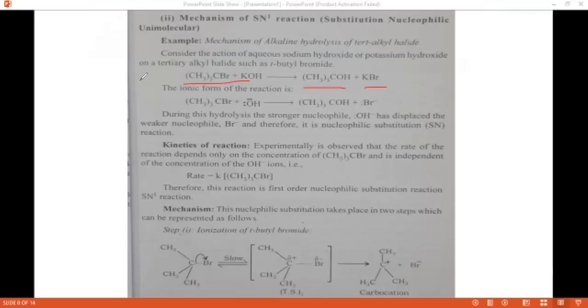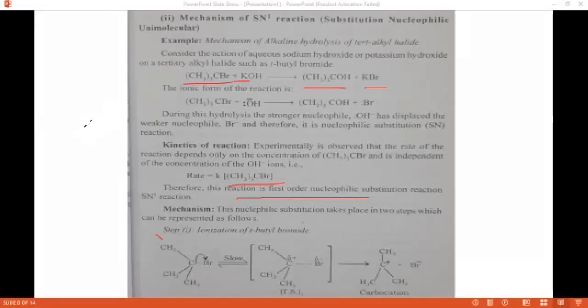Now the kinetics of this reaction: the rate of reaction depends only on the concentration of the reactant, not on the concentration of the nucleophile. So the SN1 reaction is a first order nucleophilic substitution reaction. It is a two-step mechanism.